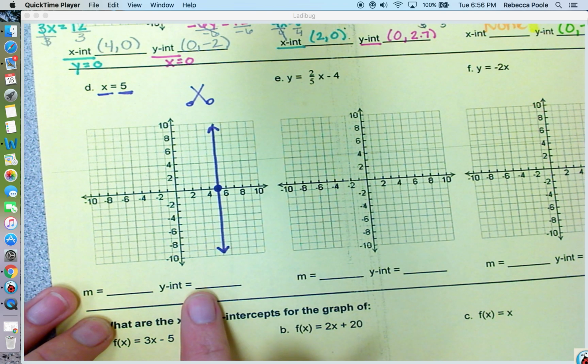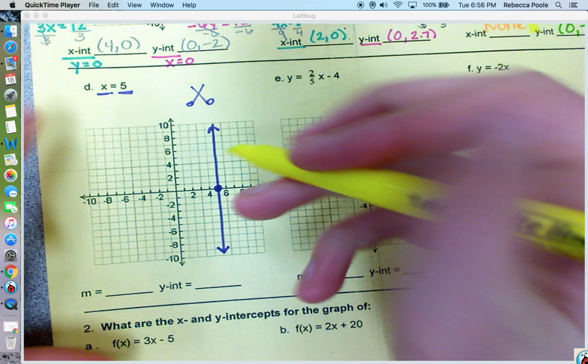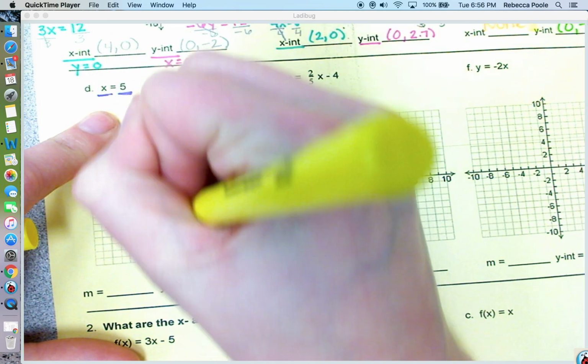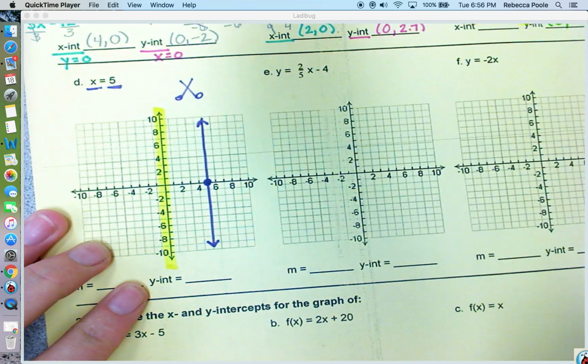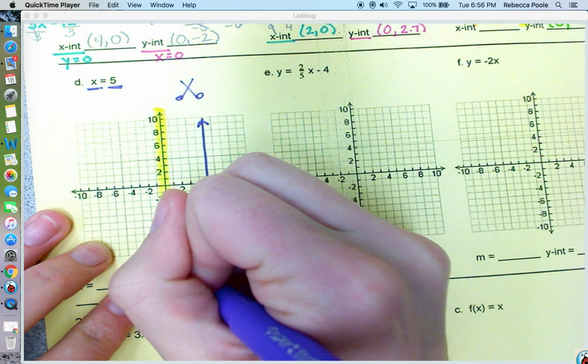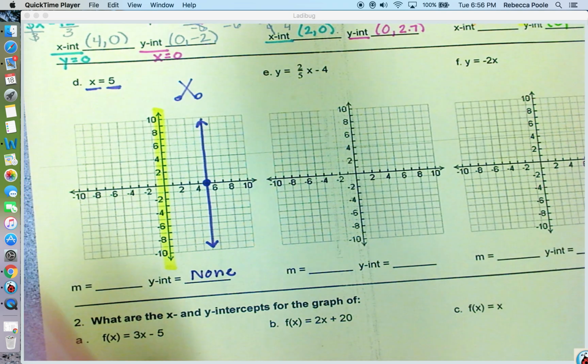So, y-intercept. We want to see if this purple line touches the y-axis. Remember, the y-axis is vertical. So, does this purple line touch my y-axis? No. So, there is no y-intercept.